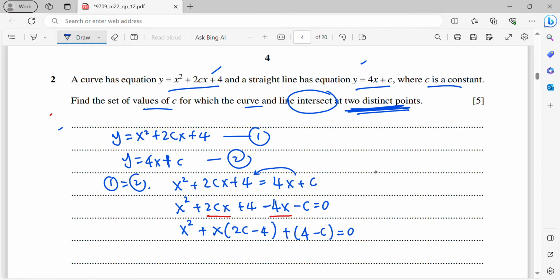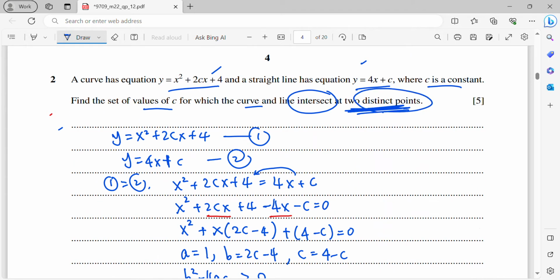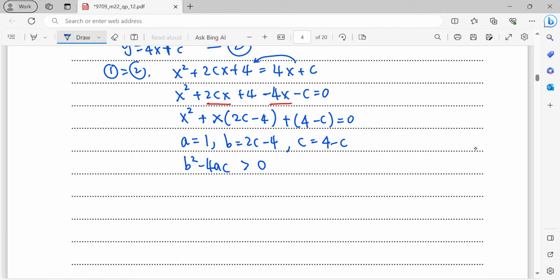Before I use the discriminant method, I will write down the coefficients for all the terms first. The coefficient for x squared is 1, the coefficient for x is 2c minus 4, and the constant is 4 minus c. The discriminant is b squared minus 4ac. Now it's greater than 0 because of 2 intersection points, two distinct points. So where I replace, I will get 2c minus 4 squared minus 4 times 1 times 4 minus c is greater than 0.